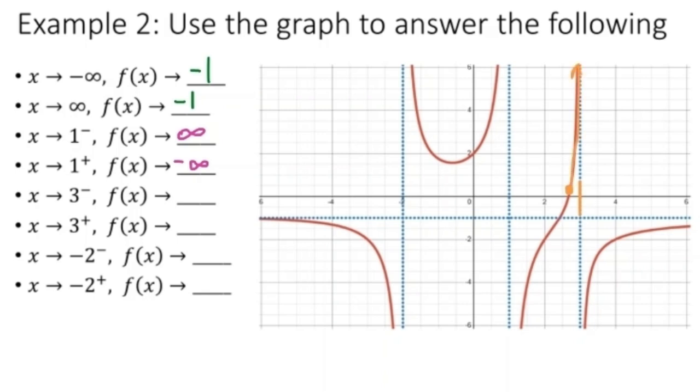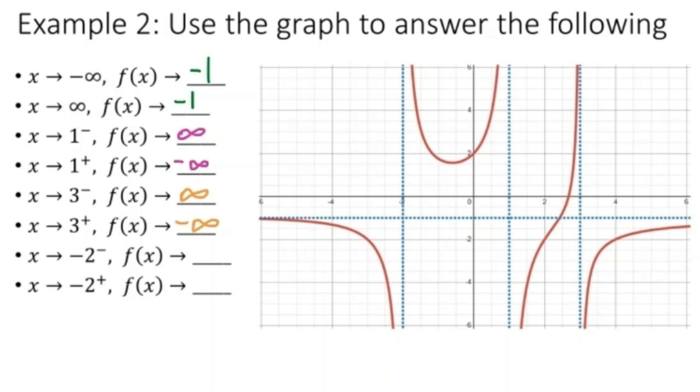And you can see as we do, our graph increases without bounds. So as x approaches 3 from the left, f of x approaches infinity. Next up, as x approaches 3 from the right, f of x approaches blank. So here I want to pick a point on my graph to the right of 3, say here, and then trace as we get closer and closer to x equals 3. And when we do, we can see that our graph decreases without bounds, meaning f of x approaches negative infinity.